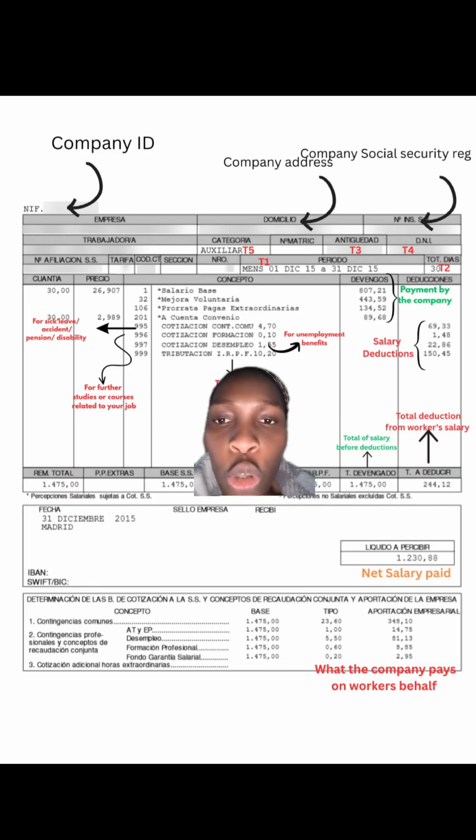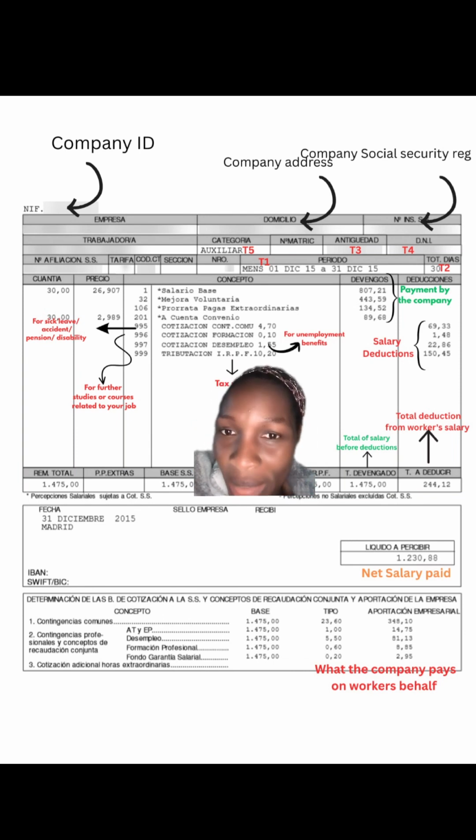Now we come down to what you are paying to Seguridad Social. Where are you going to get that money from? From the total accruals, what the company pays to you. Now you have to pay Seguridad Social from that money, okay? So there we have the cotización común, which is for sick leave, non-job related accident, pension, disability, so it goes there, okay? Then we have the cotización formación. You also pay for trainings and everything, or further studies related to your job. You get charged for that.